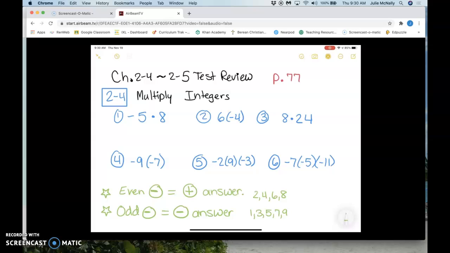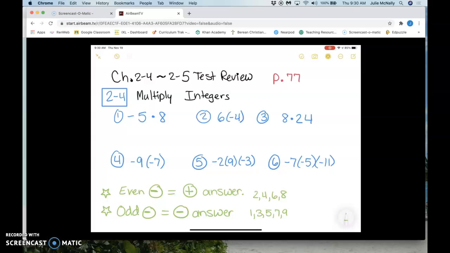Remember, an integer is a positive number, negative number, or zero. And when we are multiplying them, there's some rules. Those are at the bottom of the screen. If you have an even number of negatives, your answer is going to be what? Positive. If you have an odd number of negatives, your answer is going to be negative.